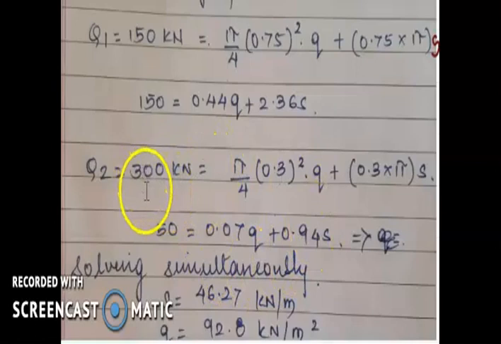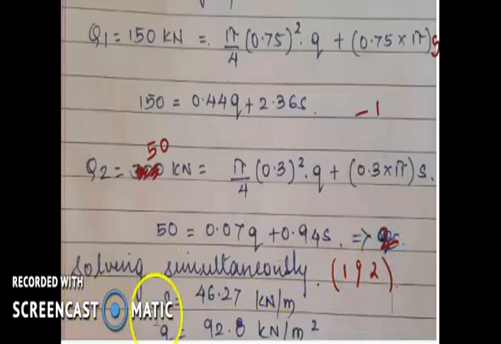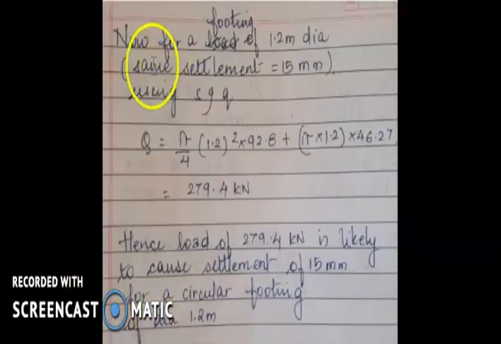So Q2 is given to you as 50. How did I write it as 300 over here? It's 50, okay, so this is 50. 300 is the diameter. So this is 50 kilonewton is equal to pi by 4, 0.3 squared into q plus 0.3 into pi, the perimeter, into s. So you get the second equation. You have equation 1, you have equation 2. So you solve 1 and 2 simultaneously. You get the value of s and q.